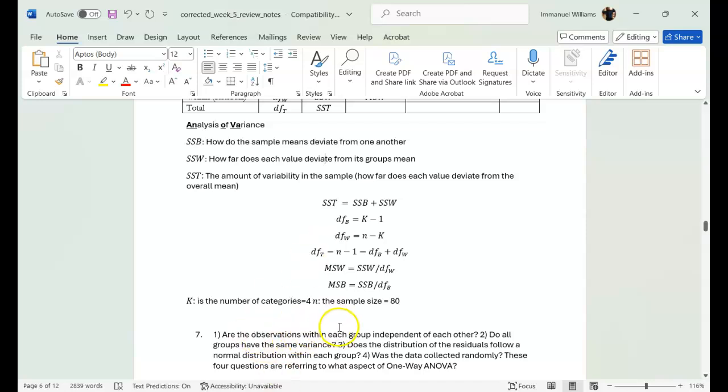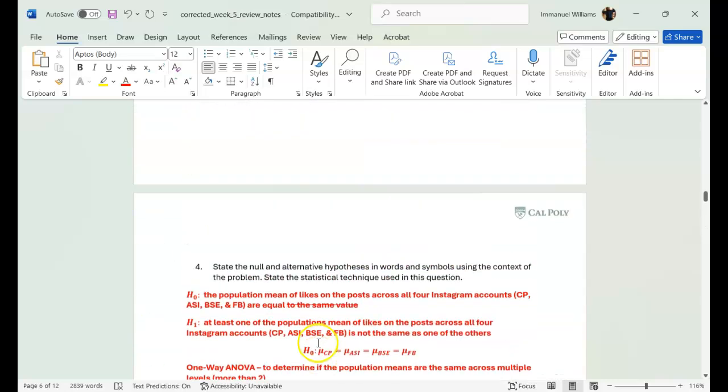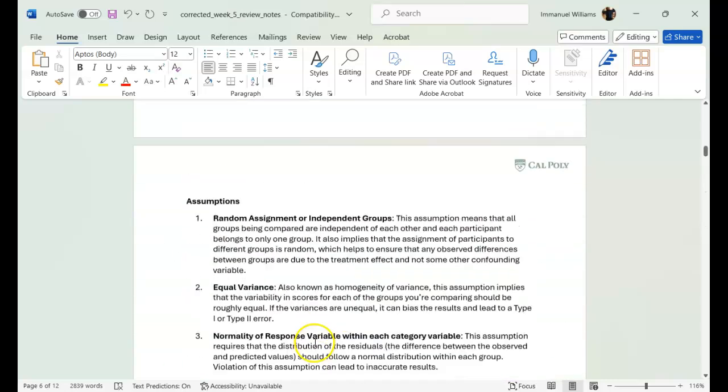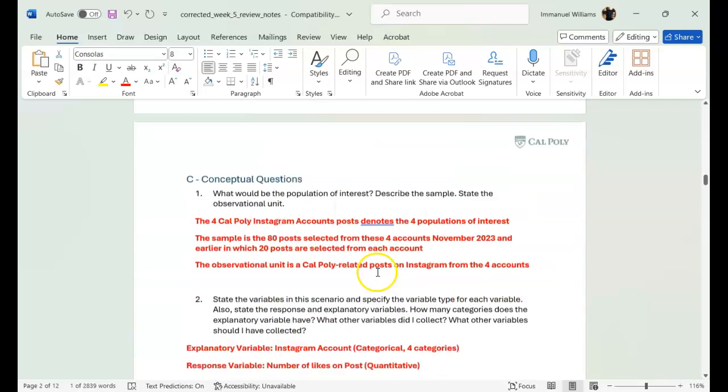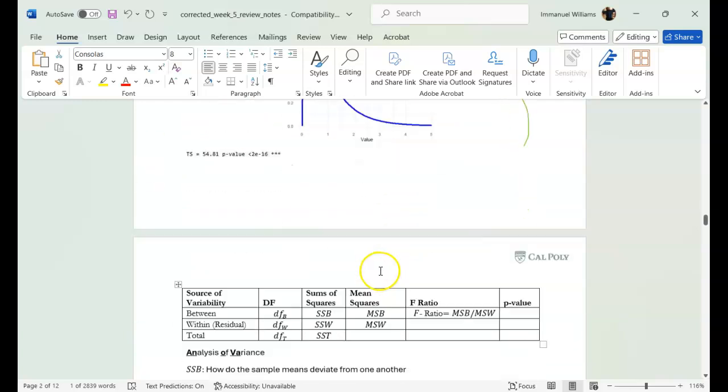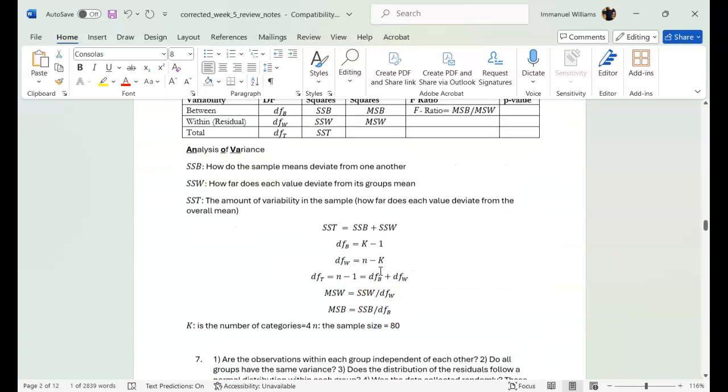Are the observations within each group independent from one another? I would say yes, because again, those people that are posting those posts, I would argue, would not be the same person. Do all groups have the same variance? Oh no. How do you check that? If you look at the group's variances, one is 2,212. The smallest one is 295. So they are not the same. And so what we could say is that the variances are not the same.